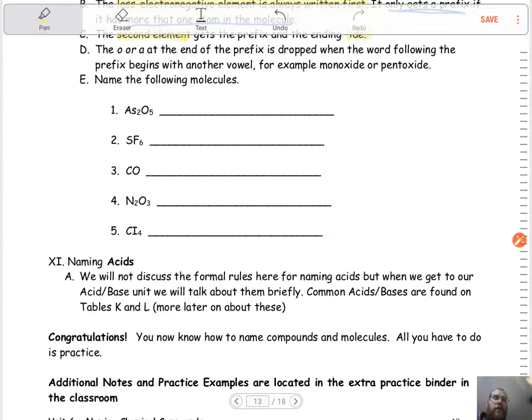So here we go. We're going to jump right in. These are the only practice ones I'm going to show you, and then you're going to be on your own. So number 1, let's take a look.